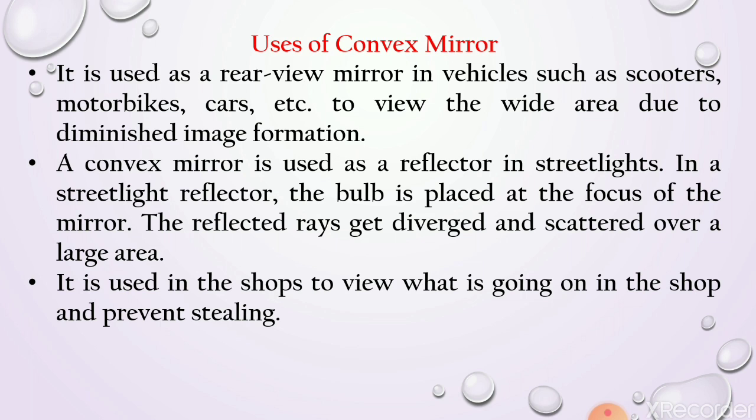Convex mirror is also used as a reflector in street lights. In a street light reflector, the bulb is placed at the focus of the mirror, and the reflected rays get diverged and scattered over a larger area, because we know that a convex mirror is a diverging mirror, so it diverges the light rays.